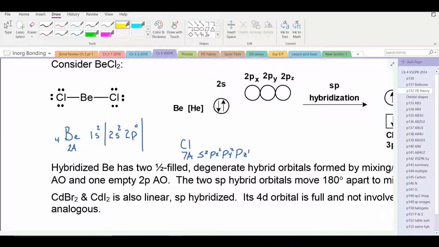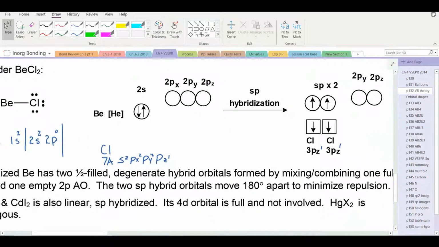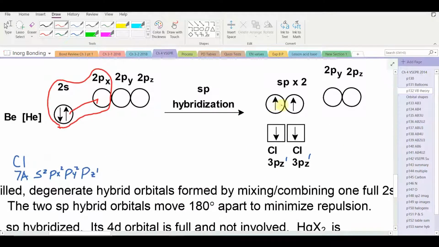So valence bond theory proposes that beryllium, in order to accommodate bonding, will mix together its 2s orbital with one of its empty 2p orbitals and create 2 new hybridized orbitals. Here they are here on the right. So we mixed together 2 orbitals and we got out of it 2 orbitals. But now the electrons have been redistributed. 1 electron moved to the next available empty orbital to create 2 half-filled sp hybridized orbitals.